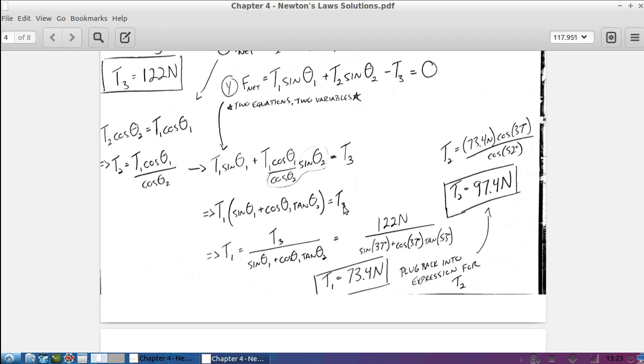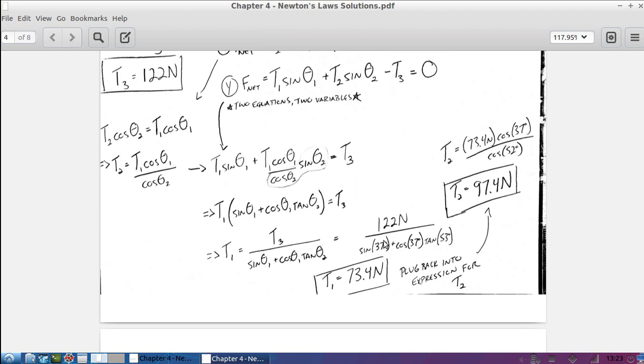I still have t3 on the right side. Divide both sides by this whole thing in parentheses to get t1 by itself. Notice we have both the angles that we need, so we can calculate this. We've got t3, so once we get t1 by itself, we can calculate it. So it's t3 over sine theta 1 plus cosine theta 1 times tangent theta 2. Okay. Plug our values in.